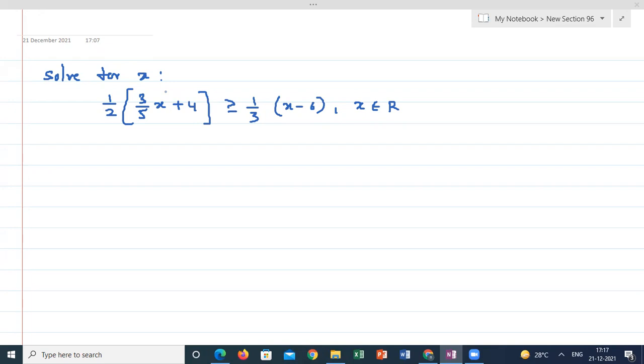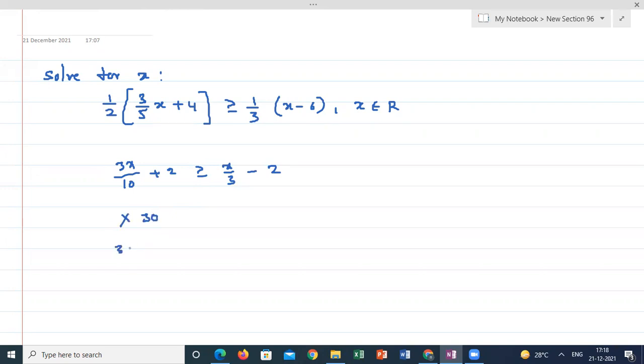So how to solve this question? First, we have to bring it to a common denominator, or multiply both sides by 6. So this is 3x by 10 plus 2 greater than or equal to x by 3 minus 6 by 3, which is 2. After that, isolate x. The LCM of 10 and 3 is 30, so multiply both sides by 30.